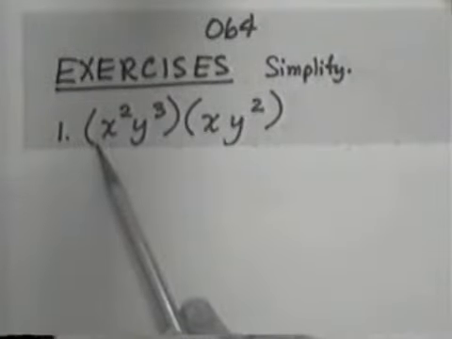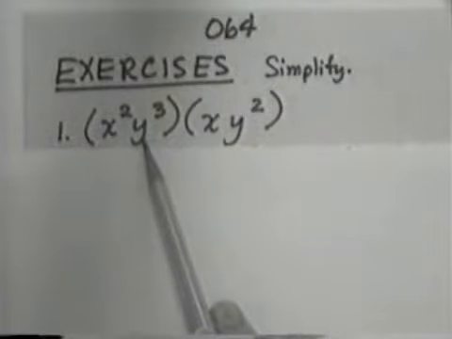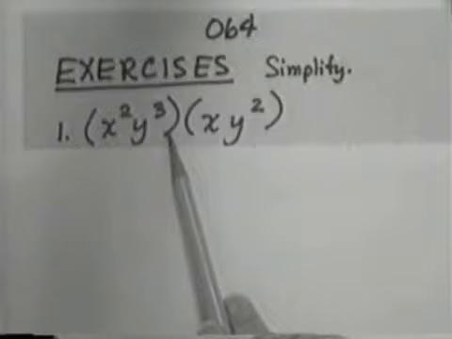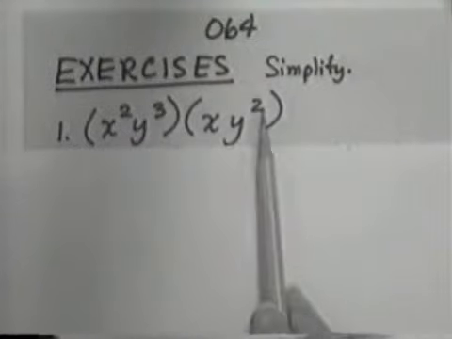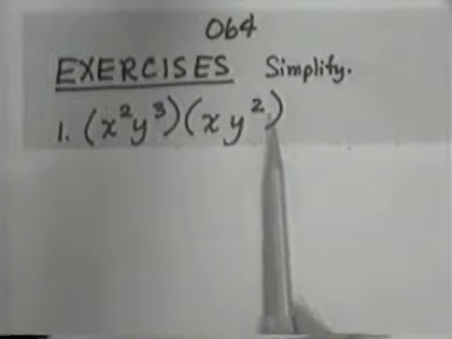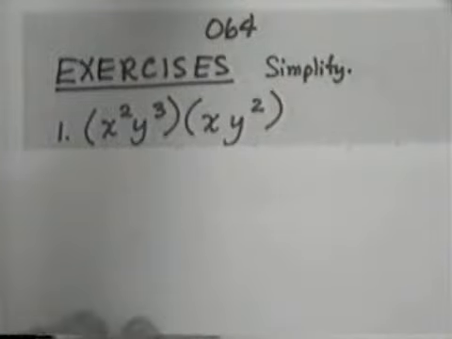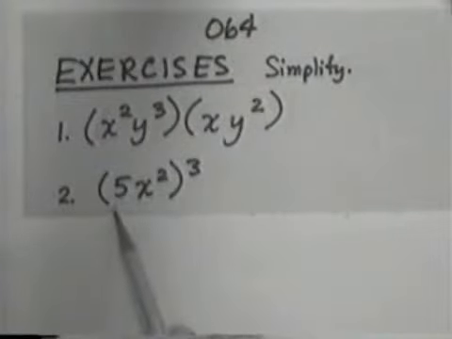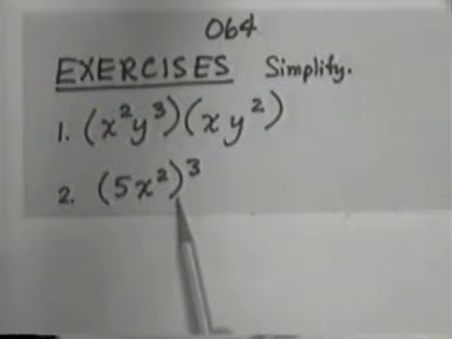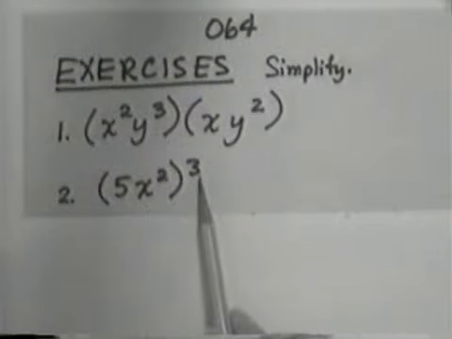Exercise 1. We're to simplify in each case. In parentheses, x to the power 2, y to the power 3. Close the parentheses. In another set of parentheses beside it, x, y to the power 2. Exercise 2. In parentheses, 5, x to the power 2. Close the parentheses. Exponent 3.